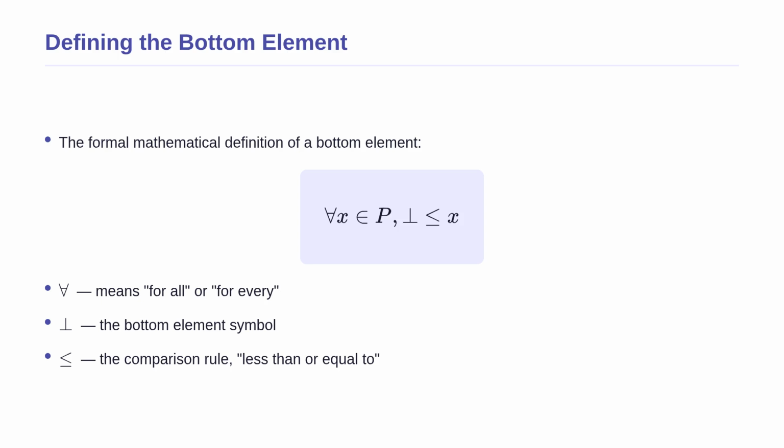Building on that foundation, let us look at the formal mathematical definition of a bottom element. The formula states that for every item x inside our set P, the bottom element is less than or equal to x. The symbol that looks like an upside-down T represents this bottom element. If you change the items in the set, the specific bottom element might change, but its fundamental role as the absolute lowest point remains exactly the same. As the set grows, it is always smaller than or equal to every single new addition.